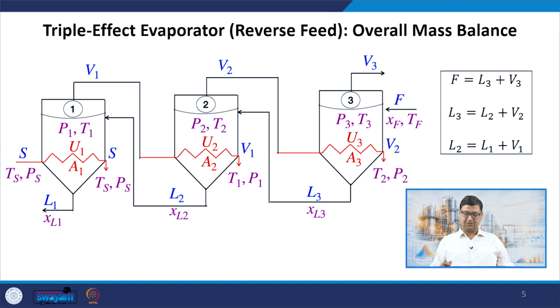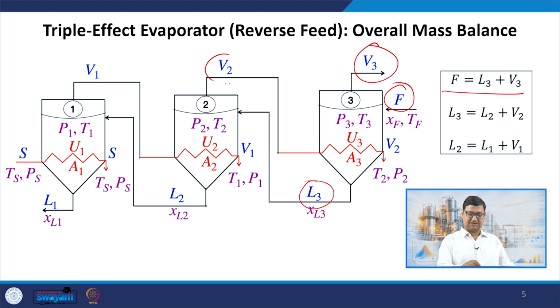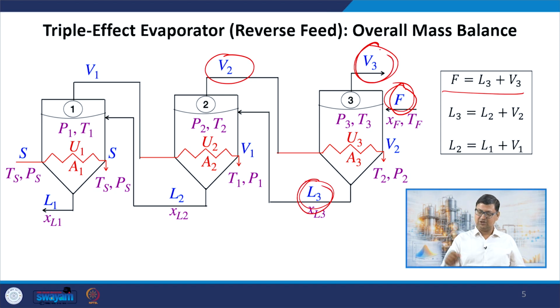Now we can start from the backwards because the feed enters the last effect. So F enters here and the streams going out are L3 and V3. Keep in mind the vapor that is coming in is a heat exchange media, so it is not mixing with the liquid in the third effect. So F is basically distributed into the liquid and vapor. So F is equal to L3 plus V3.